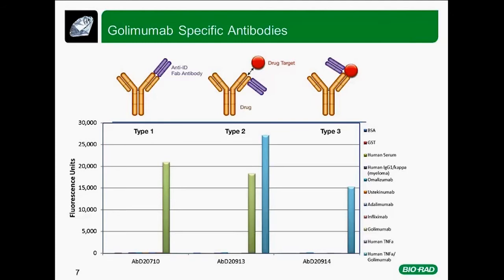And as you can see, the type 1 antibody is very specific for Golimumab. It doesn't bind any of the isotype controls, which are also IgG1 kappa antibodies. And it does also not bind to the human TNF-alpha Golimumab complex. On the other hand, the type 2 anti-idiotypic antibody binds both to the free Golimumab and also to the Golimumab human TNF-alpha complex.